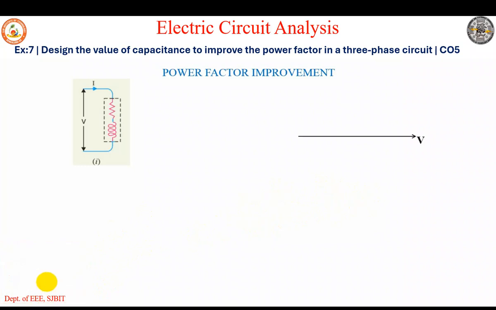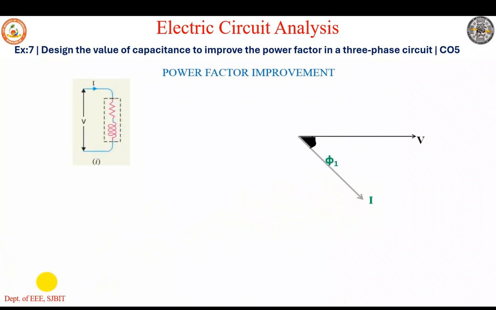Now with voltage as reference, the current is lagging by some angle. Because it's not pure inductance, it is not lagging by 90 degrees. Since it has some resistance, we do not know, so let us assume it lags by some angle. We take that angle as θ1 or phi1.